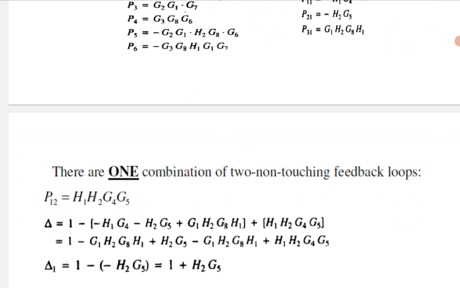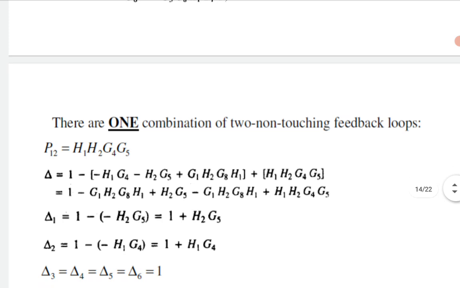Now I will substitute into the general delta value, that is 1 minus the sum of individual loops plus non-touching loop pairs. That is 1 minus G1 H2 G8 H1 plus H2 G5 minus G1 H2 G8 H1 plus H1 H2 G4 G5.